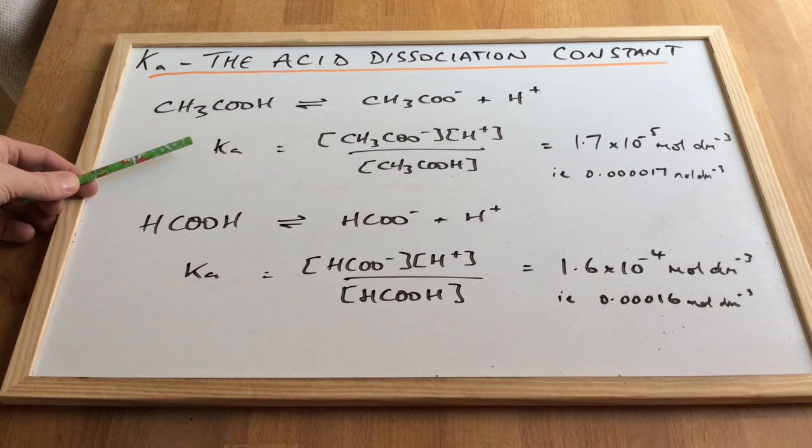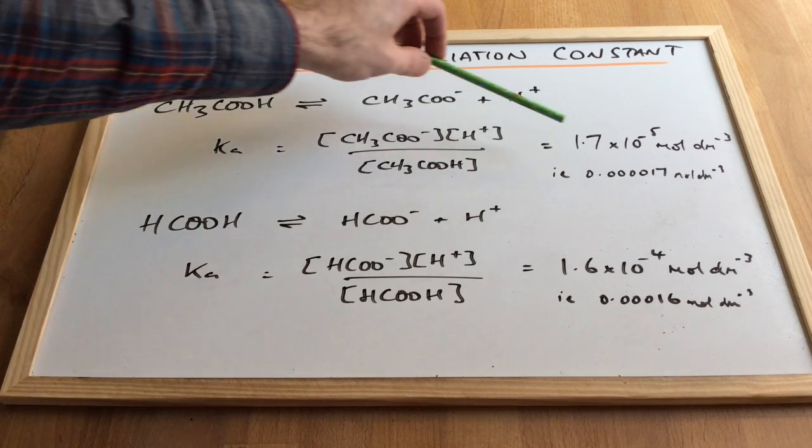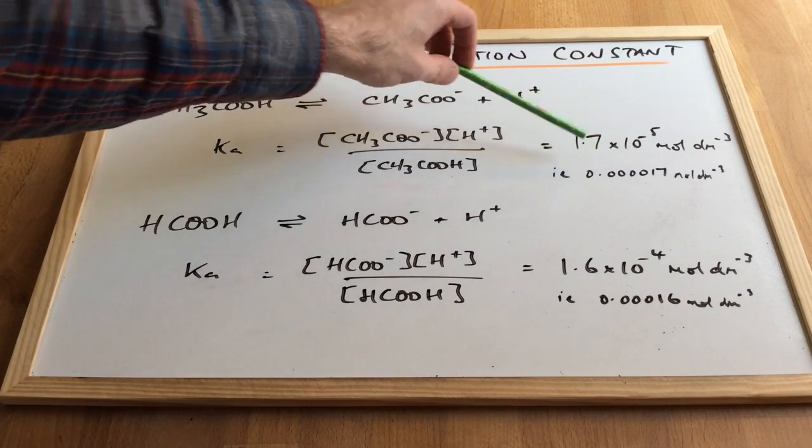The Ka expression for ethanoic acid would look like this, and you can see over on the right hand side its Ka value, numerical value, comes out at 1.7 times 10 to the minus 5 moles per decimeter cubed. And if you don't like standard form, there it is in full.